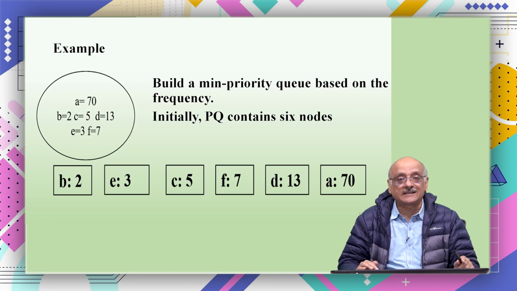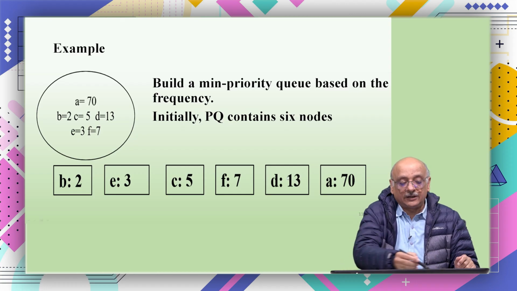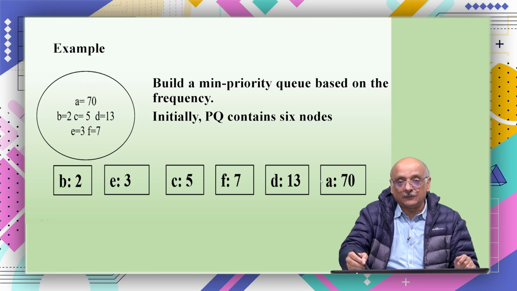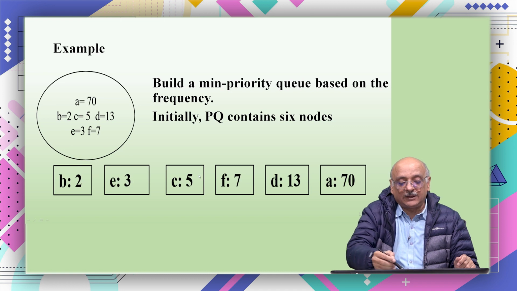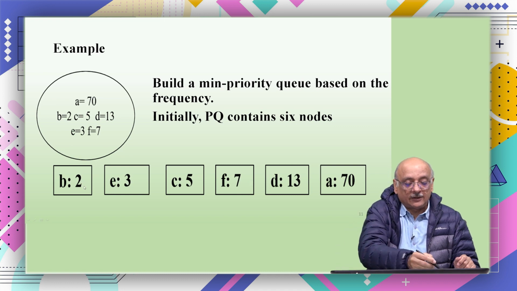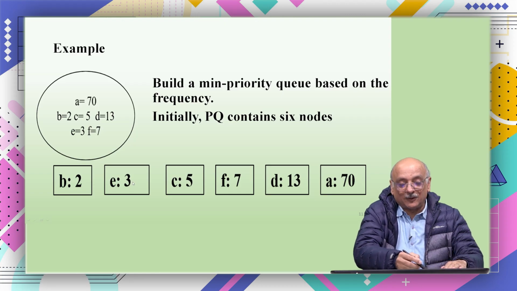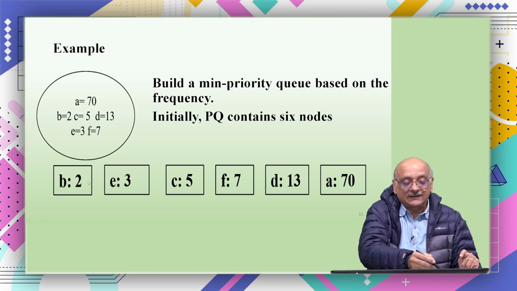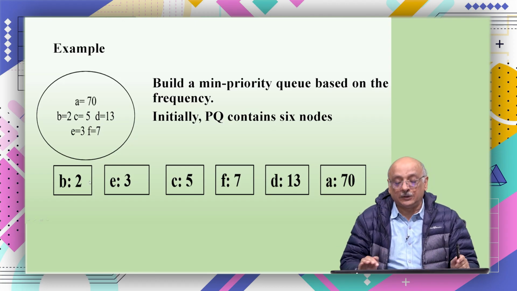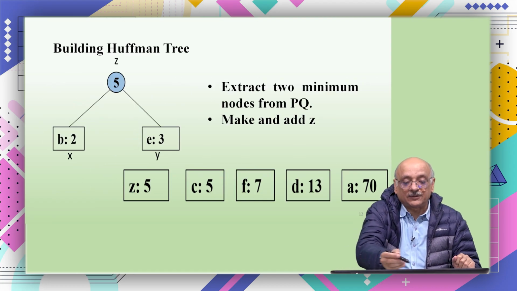So, this is our starting position where we have built our priority queue. The minimum is here, then the next minimum, and the next minimum from the remaining, and so on. So, this is the min priority queue. Let us now do the steps.